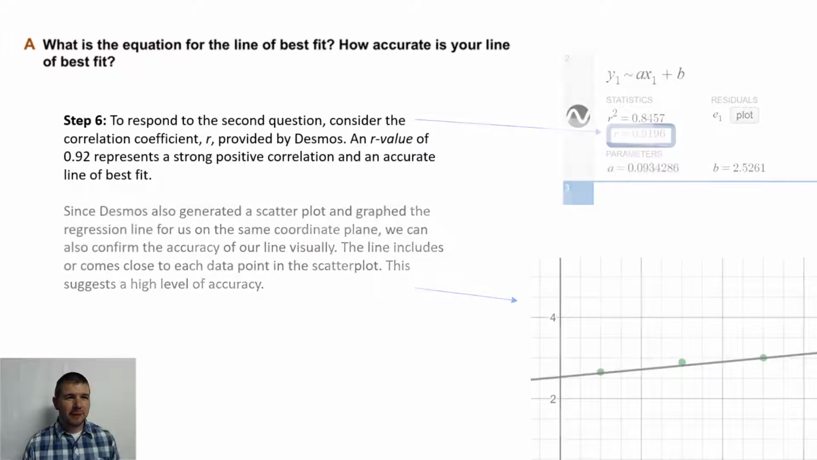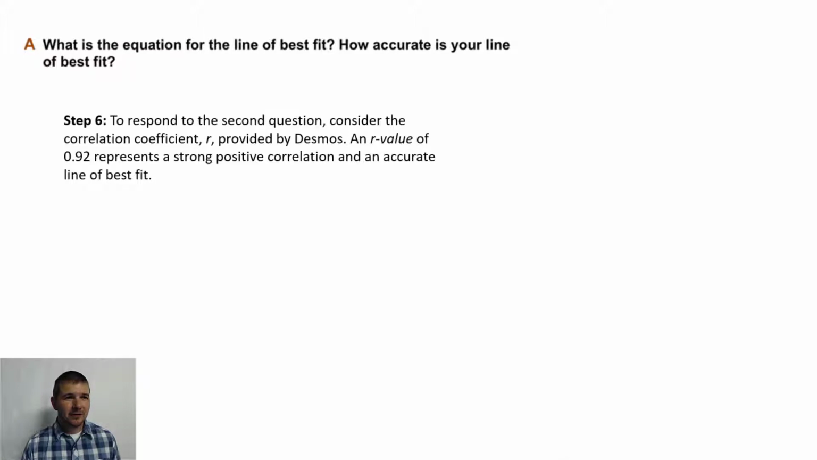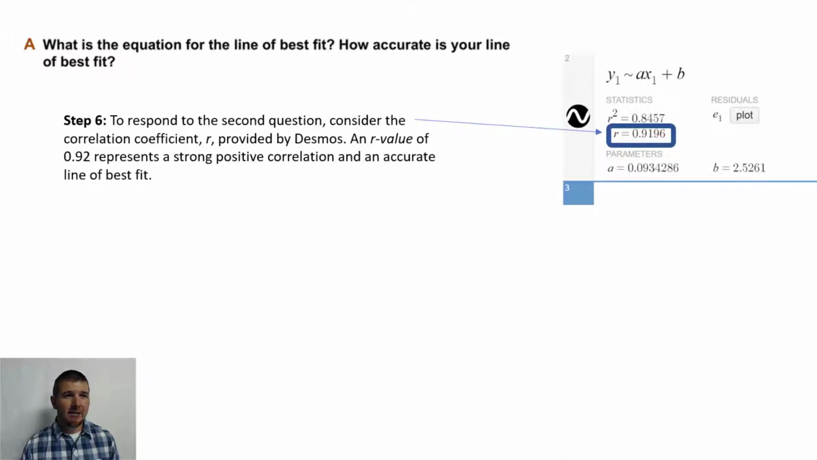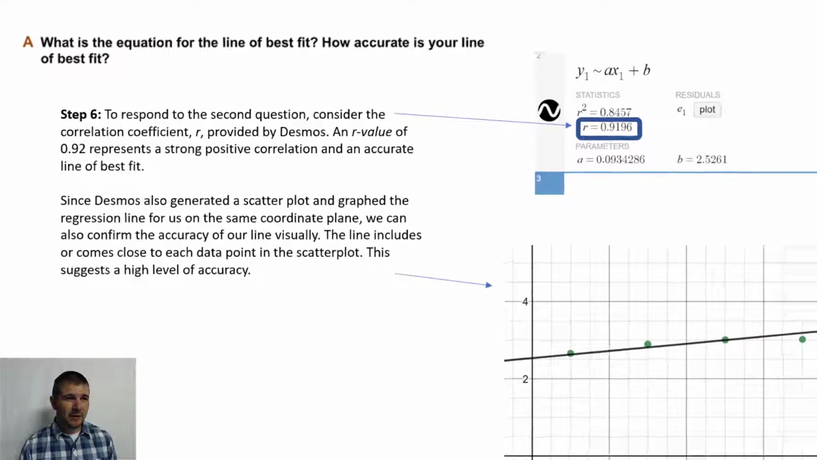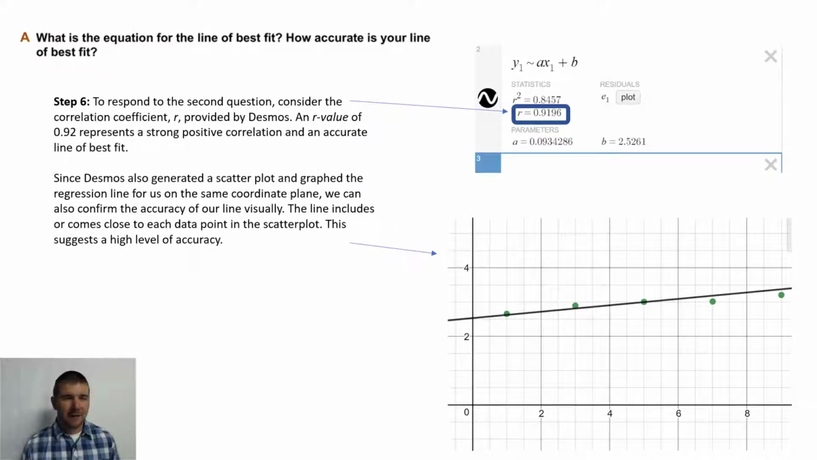Step 6. To respond to the second question, consider the correlation coefficient r provided by Desmos. An r value of 0.92 represents a strong positive correlation and an accurate line of best fit. Since Desmos also generated a scatter plot and graphed the regression line for us on the same coordinate plane, we can also confirm the accuracy of our line visually. The line includes or comes close to each data point in the scatter plot. This also suggests a high level of accuracy.